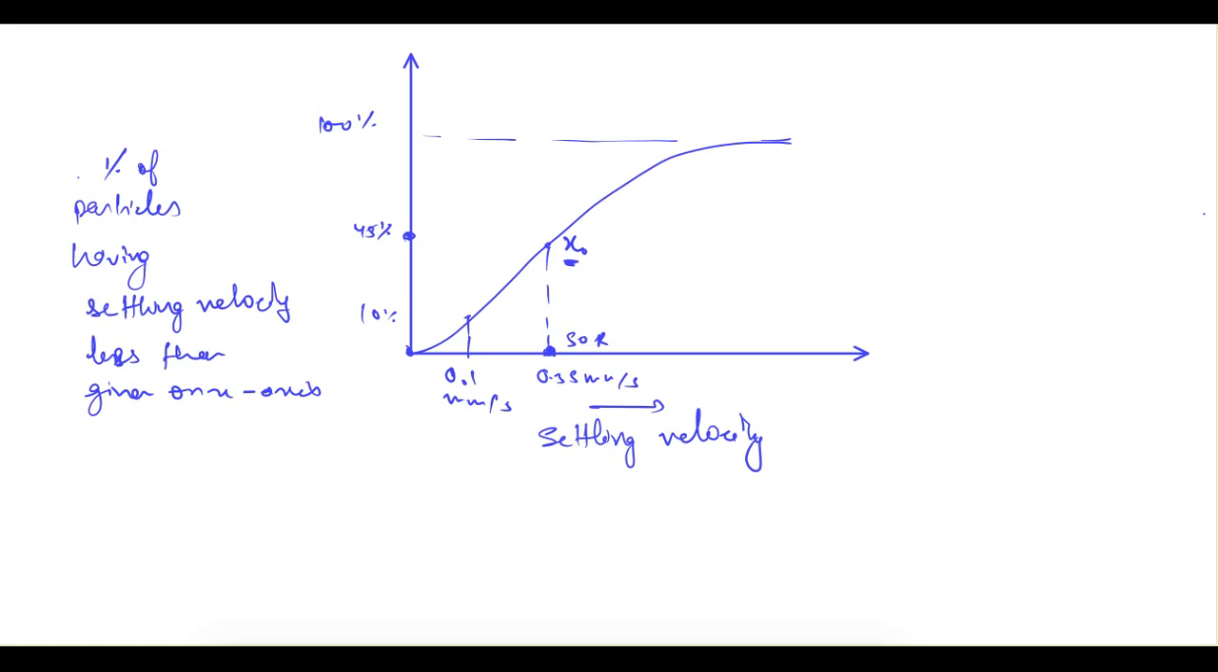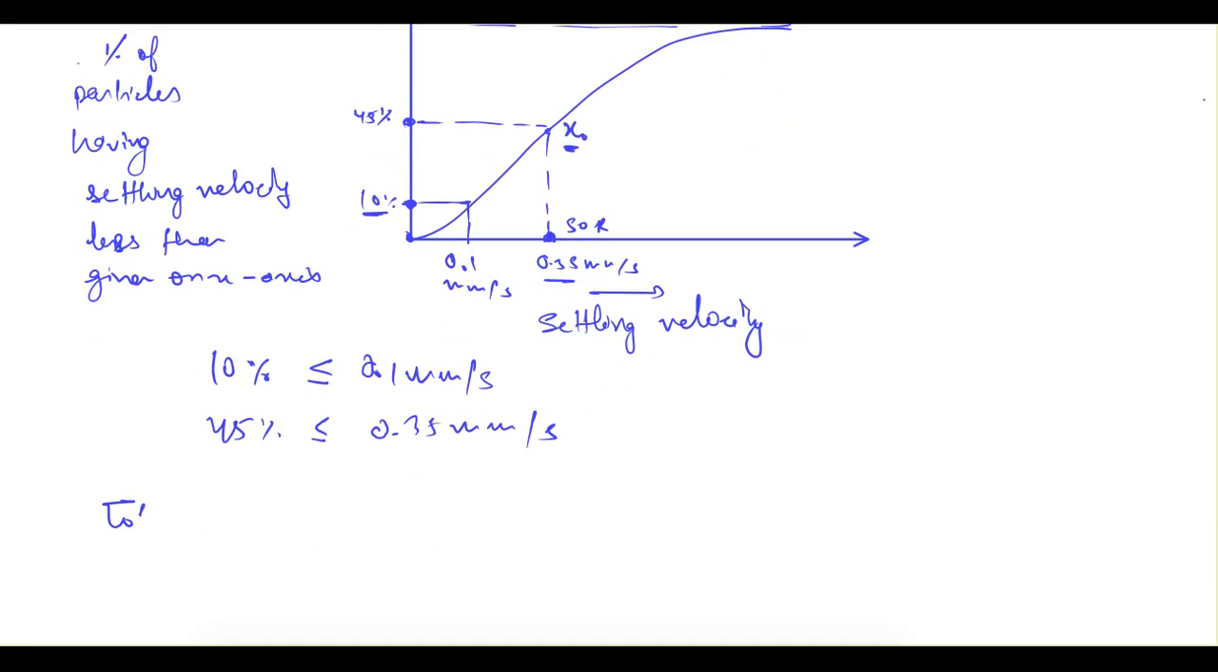It means that if we are talking about this point, here 10% is given, it will mean that 10% of the particles have settling velocity less than or equal to 0.1 mm per second. Similarly for this 45% point, it will mean that 45% of the particles have settling velocity less than or equal to 0.35 mm per second. So using this curve, the total percentage removal can be given.